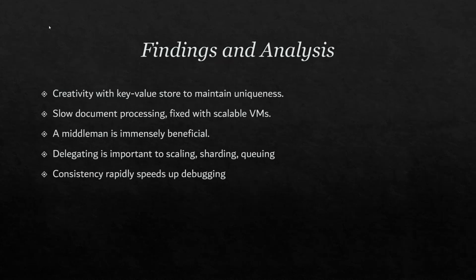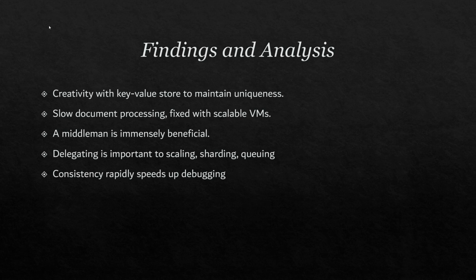Some interesting findings with this project. I learned that I had to be creative with the key value store to maintain uniqueness. As I wasn't using a traditional relational database, I still wanted to maintain that each user would only be able to see their data, so I had to set all of my keys having that initial hash of their credentials. I also found out that the document processing is fairly slow relative to everything else, and so I had to fix that with the scalable worker VMs in the RabbitMQ.